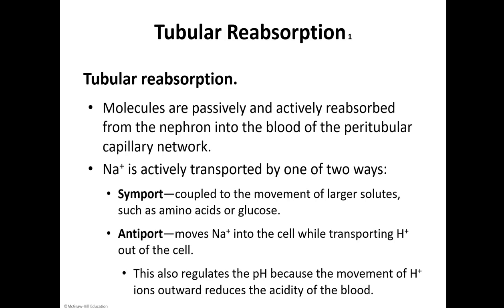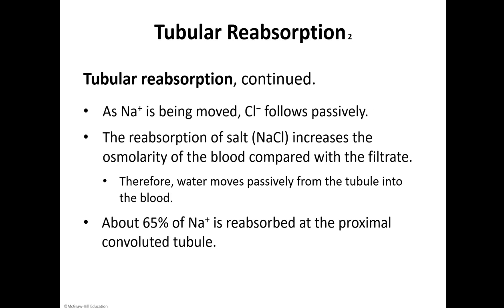Sodium is actively transported in one of 2 ways: a symport, which is coupled to the movement of larger solutes such as amino acids or glucose, or an antiport, which moves sodium into the cell while transporting protons out of the cell. This also helps regulate the pH because the movement of protons outward reduces acidity of the blood. As sodium is being moved, chloride tends to follow passively. The reabsorption of salt, NaCl, increases the osmolarity of the blood compared with that of filtrate. Therefore, water moves passively from the tubule into the blood. About 65% of sodium is reabsorbed by the proximal convoluted tubule.